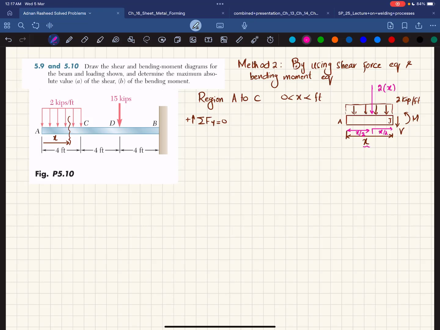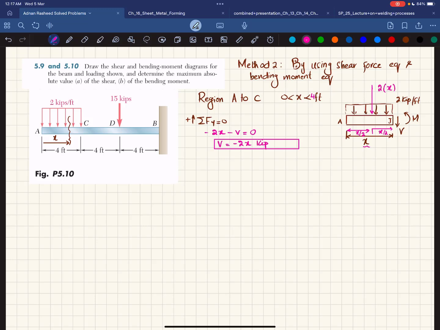Now we will apply this equation. The sum of all forces along the y direction must be equal to 0. So 2x, which is acting downward, is minus 2x, minus V equals 0. It means that V is equal to minus 2x, and the unit will be kip. When you put in different x values, defined here as x greater than 0 and less than 4 feet, you will get the shear force for the region AC.